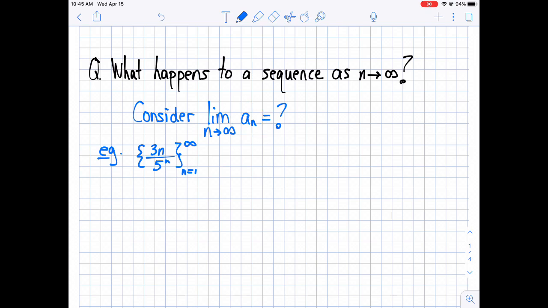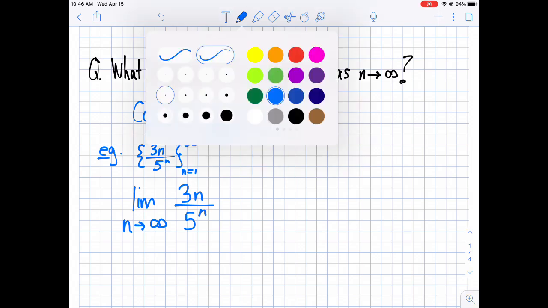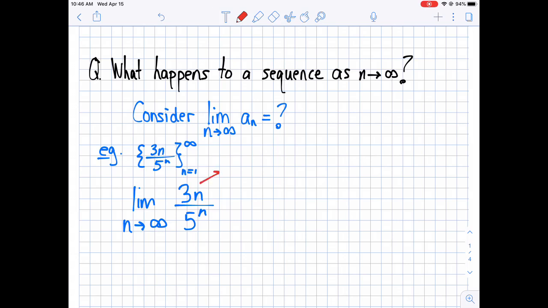So let's take a look back at this example that we saw before. If I want to do the limit as n approaches infinity of 3n divided by 5 to the power of n, what do we get here? Well, unfortunately, right away our numerator goes to infinity, and so does our denominator. So we have infinity divided by infinity, which is an indeterminate form.